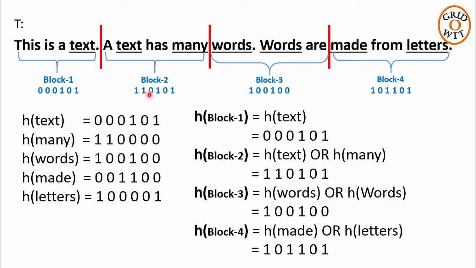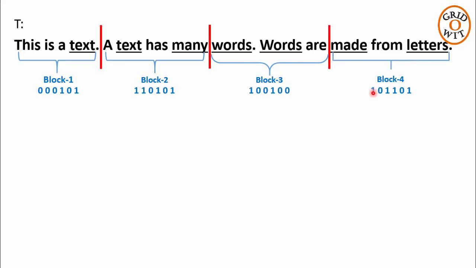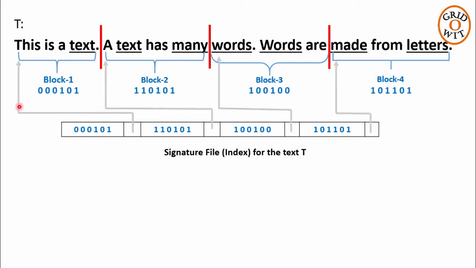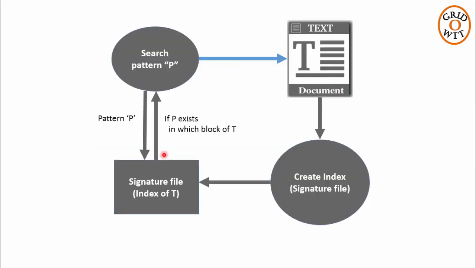After calculating the hash values for each block, the next step is to create the signature file or signature index, which is a data structure in which we store the hash value of each block followed by the address of that block. For example, this is the hash value of block 1 followed by the address of block 1. Then we store the hash value or bit mask of block 2 followed by the address of block 2. Then we store the hash value or bit mask of block 3 followed by the address of block 3, and similarly for block 4. Till now we have completed the steps to create the signature file.